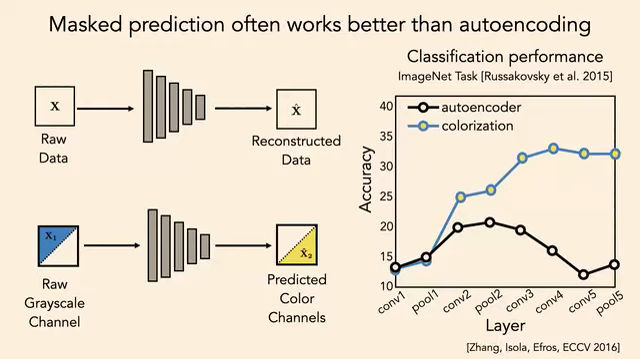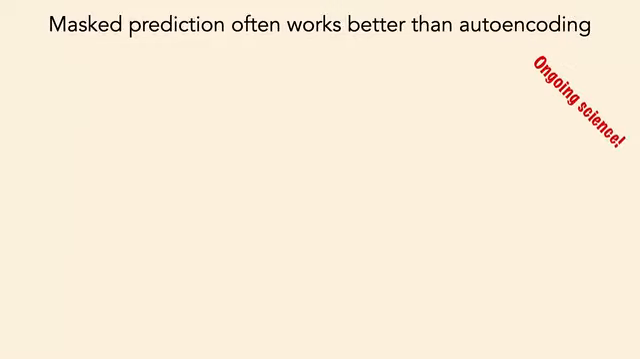So I'm going to call it ongoing science and leave it as a puzzle for the class. And maybe this would be a good final project. Why does masked prediction work better than autoencoding? OK, so here are 3 hypotheses to think about.